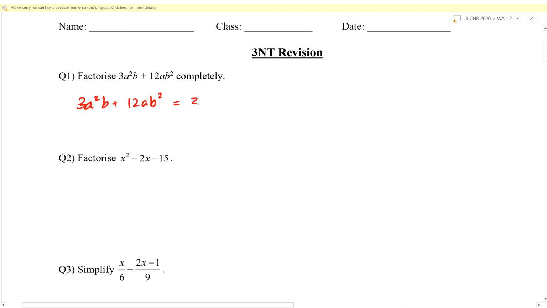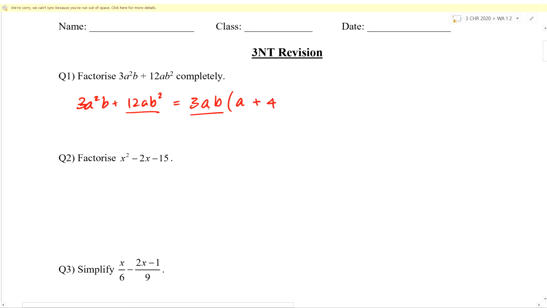Comparing the numbers, 3 is a common factor. Comparing the letters a squared and a, only one of them is a common factor. B and b squared, only one of them is a common factor. So when we take 3a squared b divided by 3ab, we are left with only a. When we take the same 12ab squared divided by the same 3ab, 12 divided by 3, we are left with 4.